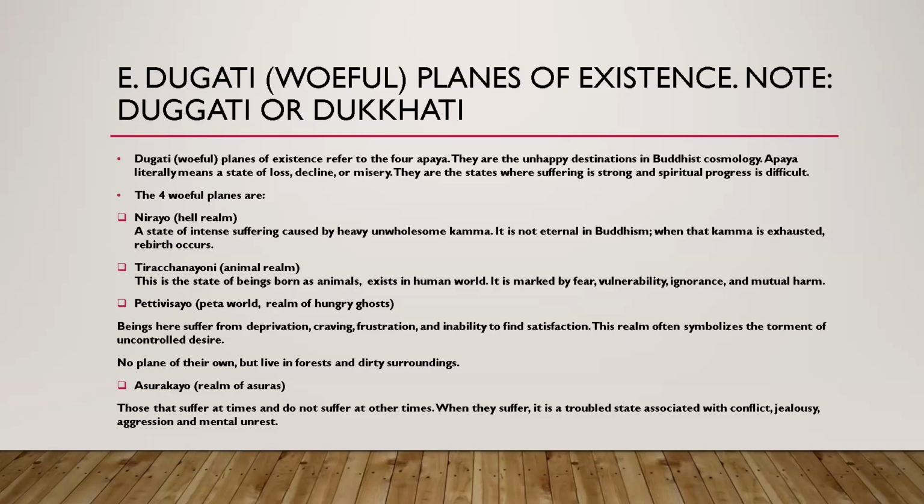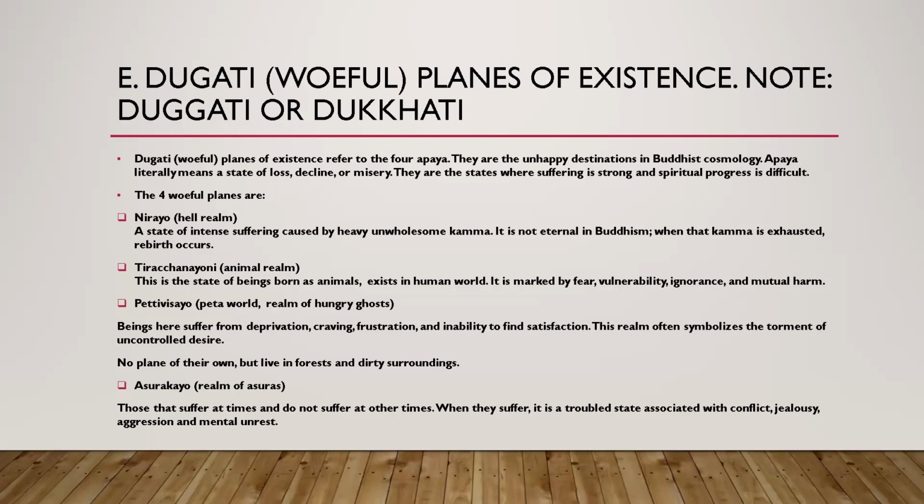The third is Petti Visaya, the realm of hungry ghosts. Beings here suffer from deprivation, craving, frustration, and inability to find satisfaction. This realm often symbolizes the torment of uncontrolled desire. No plane on their own, but they live in forests and dirty surroundings.